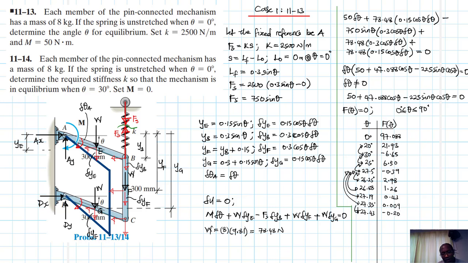0.20. Okay, we get the average of the two, 27.35 plus 27.43 divided by 2. This gives us a 27.39. Okay, so we have a 50 plus 47.088 cos 27.39 minus 225 cos 27.39 sine 27.39. So we have a minus 0.097. Okay, so of course this still remains the smallest value.